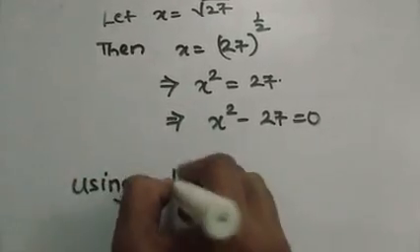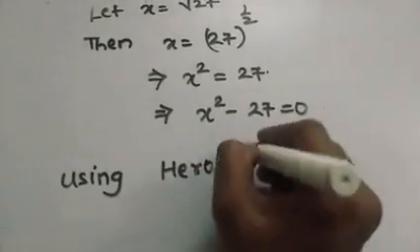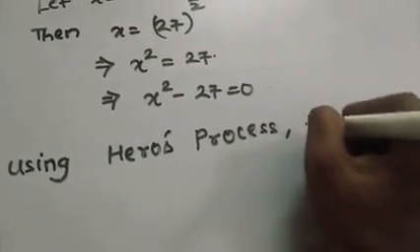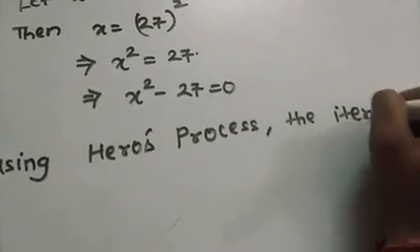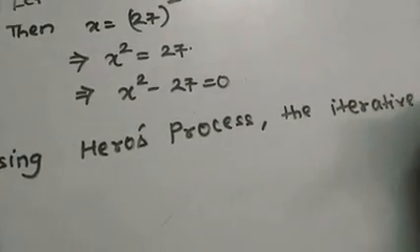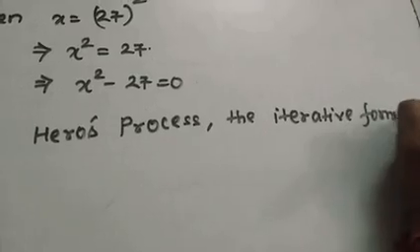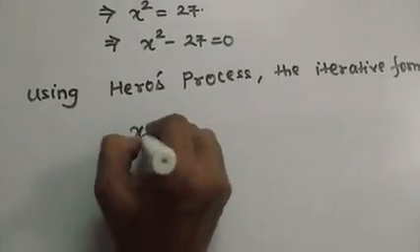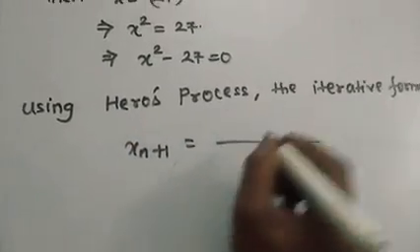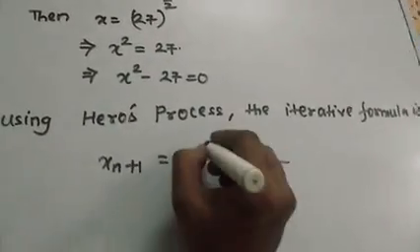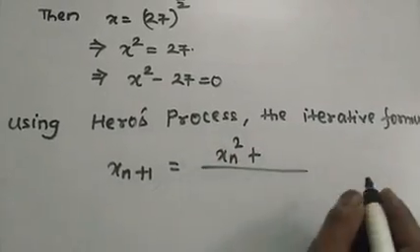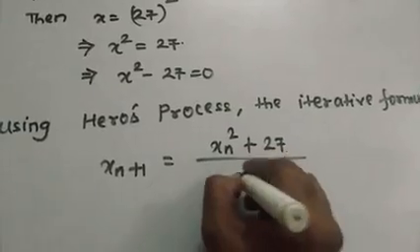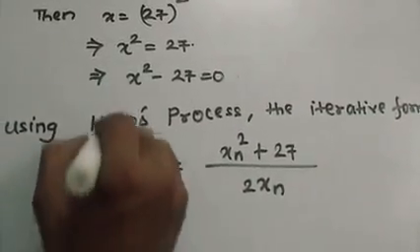So using Hero's process, the iterative formula is, what was the formula? x n plus 1. If you remember, the formula was x n plus 1 equals x n square plus r, Hero's process formula, where r is here 27, over 2 into x n. This was the formula.